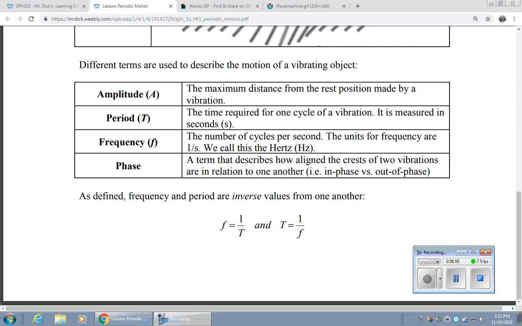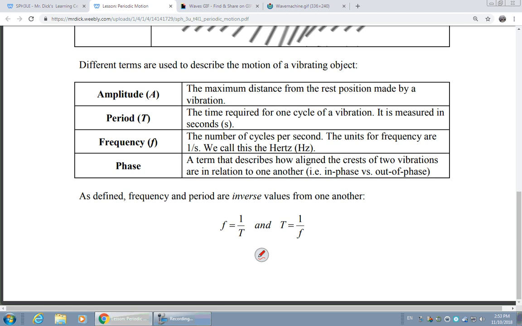We'll review those in a little bit more detail in class as well, but we should also talk about some important terminology that's involved with periodic motions, and a lot of this same terminology is going to be used when we talk about waves more generally. The first one that's important to understand is amplitude. And amplitude, the definition you have there is that it's the maximum distance from the rest position made by a vibration.